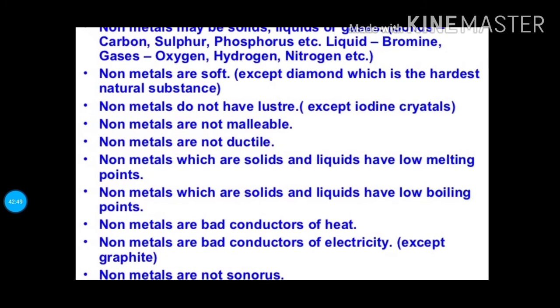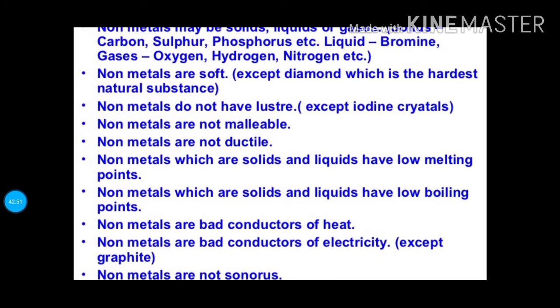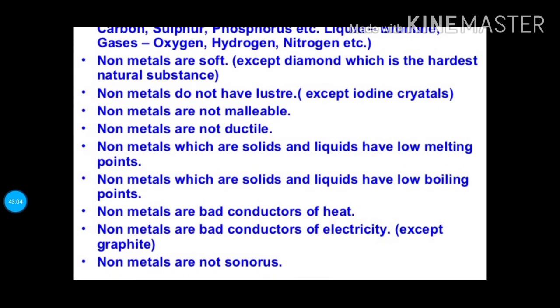Non-metals are soft except diamond. Diamond is the exception case. Generally non-metals are soft, but except diamond. You know that diamond is the hardest non-metal. Next, non-metals do not have luster. We know that non-metals have a dull appearance. Non-metals are not malleable. We cannot convert them into thin sheets. Non-metals are not ductile. We cannot convert them into thin wire.